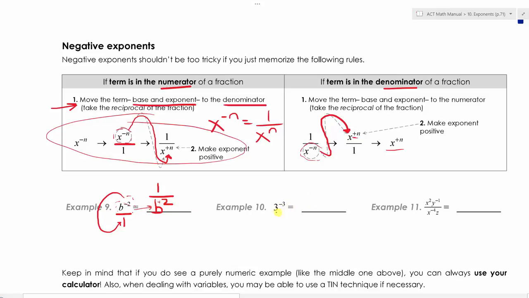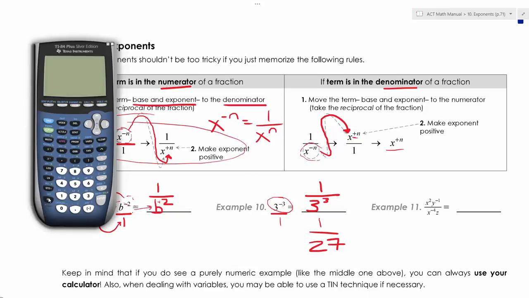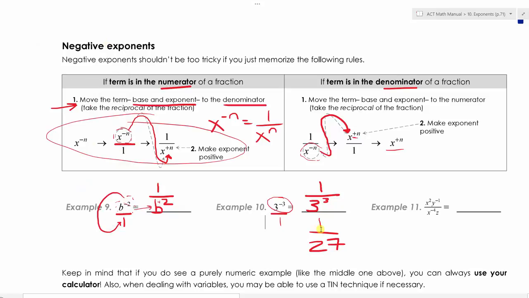3 to the negative 3, same sort of thing. That is a 3 to the negative 3 in the numerator. I take the 3 to the negative 3 term, I put it in the denominator, I make the exponent positive. This would also be equal to 1 over 27. Keep in mind that your calculator will also handle 3 to the negative 3 for you, so you didn't really have to apply any exponent rule. You could just do 3 to the negative 3, hit enter, maybe math enter, and get 1 over 27, which is exactly what we just got.